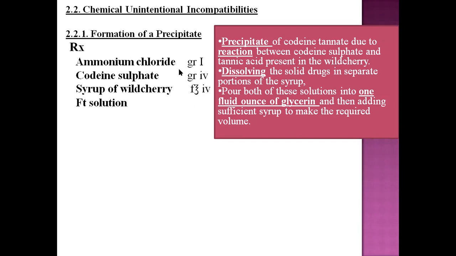To overcome this chemical reaction or to prevent it, dissolve the salt drugs in separate portions of the syrup and pour both of these solutions into 1 fluid ounce of glycerin and then add sufficient syrup to make the required volume. So you have to dissolve ammonium chloride separately and cadmium sulfate separately, and then you will put them into glycerin and add syrup of wild cherry to complete the volume. This is formation of a precipitate, where cadmium sulfate reacts with tannic acid leading to precipitation of cadmium tannate.